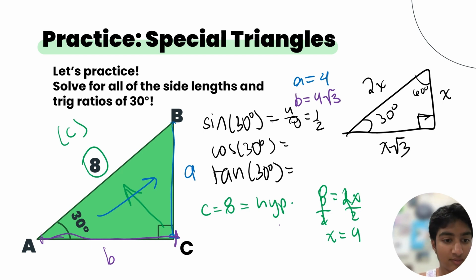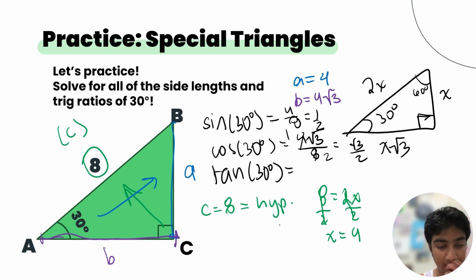Okay, now let's move on to cosine. Cosine 30 degrees, if you remember, cosine equals adjacent over hypotenuse. Adjacent is B, and B is 4√3. So 4√3 over the hypotenuse, which is 8. So you cancel out, and you get √3 over 2. I'm going to make this a little bit clearer after we figure out tangent 30 degrees.